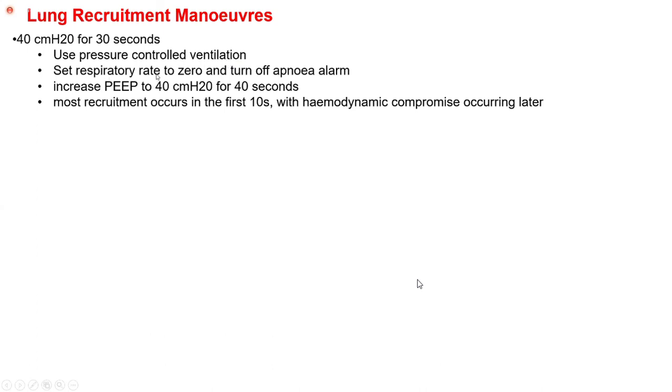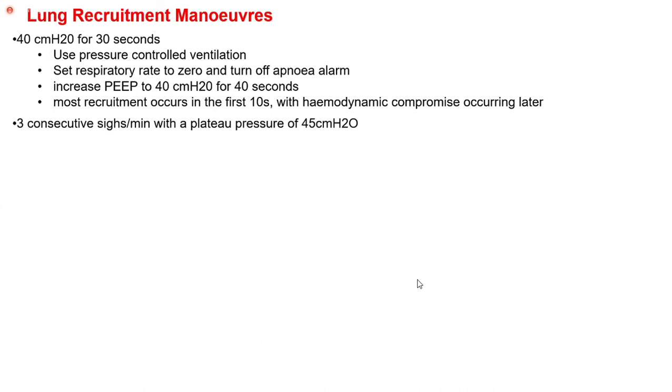So set the respiratory rate to 0 and turn off the apnea alarm. Increase PEEP to 40 centimeters for 40 seconds. And most recruitment occurs in the first seconds. After that, you may have hemodynamic instability. So this is not a very popular method.